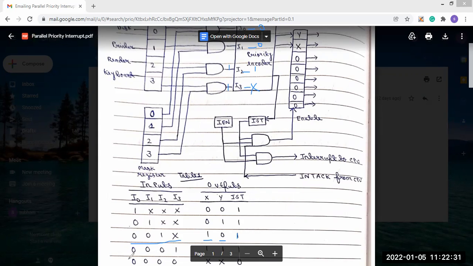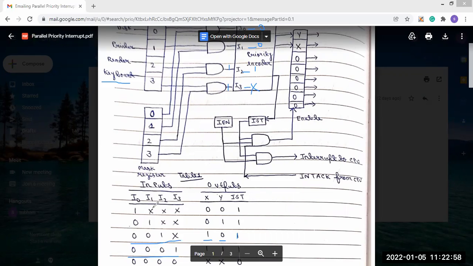And this is the last case. You see that no device generated the interrupt, only the keyboard generated the interrupt. In that case, what will it be? 0, 0, 0, 1, because only one device, the keyboard, is generating. And this has the lowest priority. The other devices are not doing anything; they are not generating the interrupt.